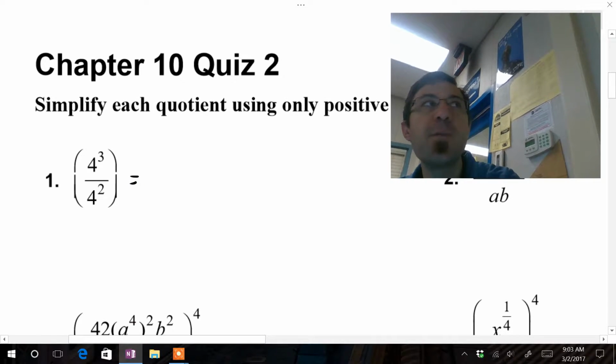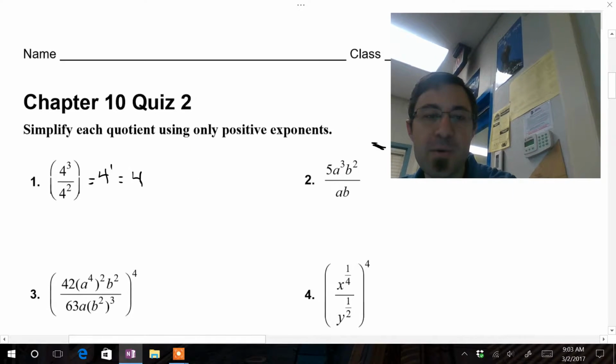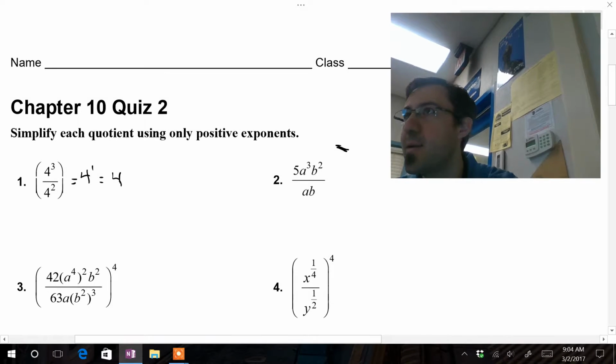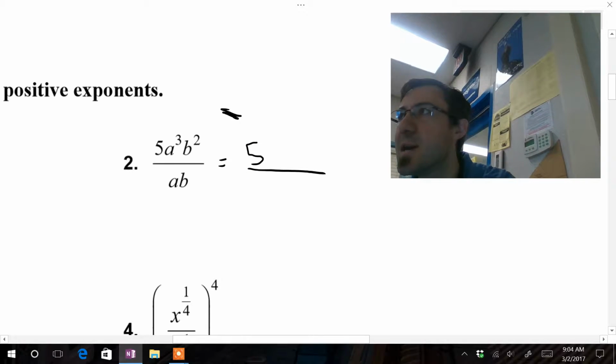All right, first one. We got 4 to the third over 4 squared. 3 on top, 2 on bottom. Leaves you 1 more on top. We write 4 to the first, or just 4. If it was something like 4 squared or 4 to the third, you would multiply it out, but it's just 4 to the first. Number 2, 5 is the only coefficient that we have, so that stays on top.